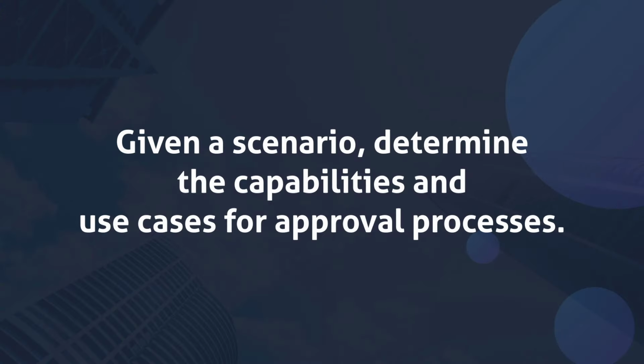The fourth bullet point is, given a scenario, determine the capabilities and use cases for approval processes. So we'll talk first about when approval processes need to be used, and then we'll build one out and talk about the important things that you may see on the test and things that approval processes are able to do. Approval processes should be pretty clear on when you need them, as opposed to flows, process builders, validation rules, or formula fields.